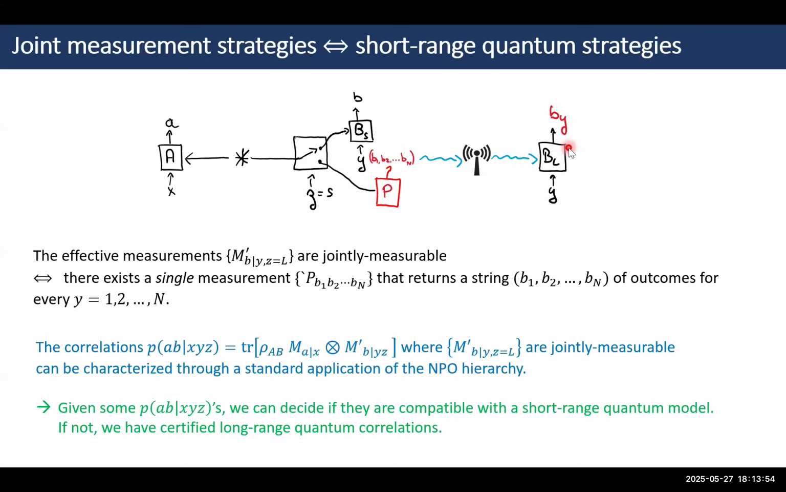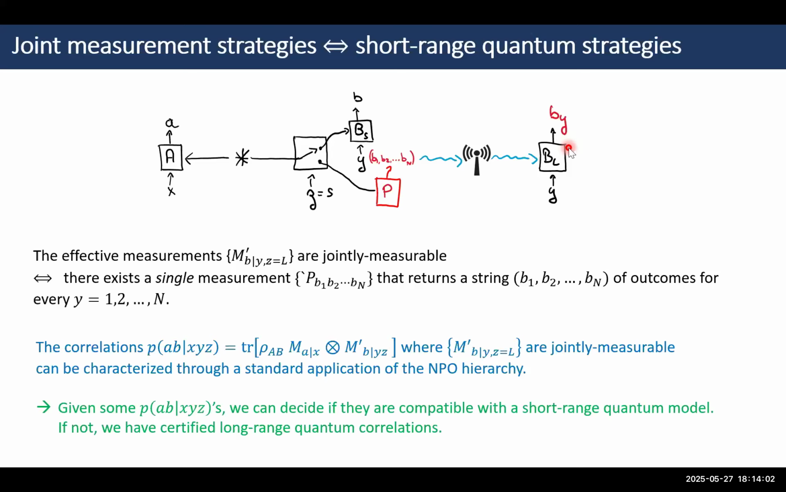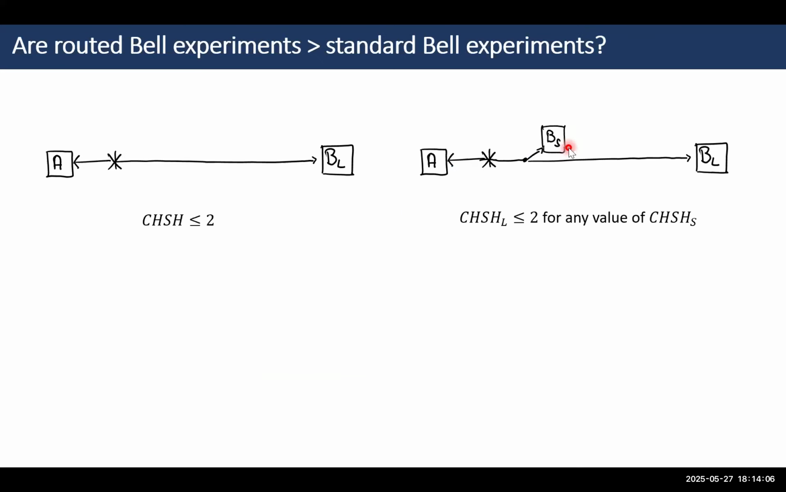Okay, so now that we have this tool, we can ask the question: do we get an advantage by considering this routed Bell experiment? Are they better than a standard Bell experiment? If we just focus on CHSH inequalities, we know that there is no advantage, because it's explicitly shown that there are models where, whatever the violation you observe in the short range, you can get a value of 2 in the long path, which is the same as the standard bound in a standard Bell experiment. So there is no point in adding this measurement device here. You get the same classical bound in a standard and routed Bell experiment.